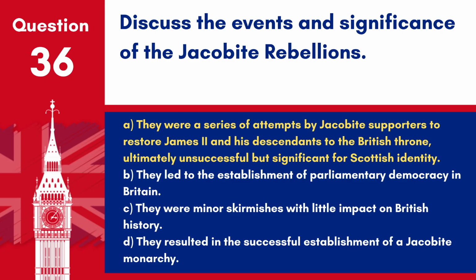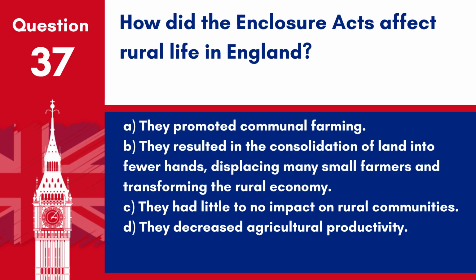Answer A. They were a series of attempts by Jacobite supporters to restore James II and his descendants to the British throne, ultimately unsuccessful, but significant for Scottish identity. The rebellions are noted for their impact on British politics and the cultural heritage of Scotland. Question 37. How did the Enclosure Acts affect rural life in England?